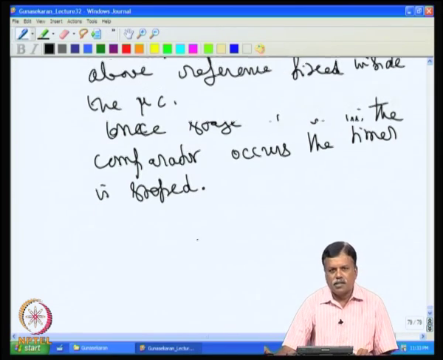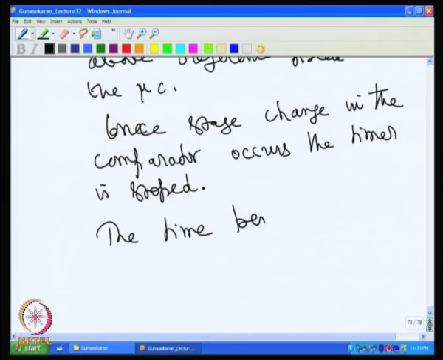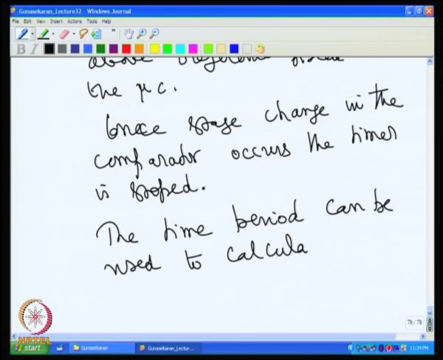That is, we had charged the capacitor for a certain amount of time to reach the fixed voltage value, and then the timer is stopped. So the time period can be used to calculate the input voltage Vin. This is because the capacitor charges exponentially to the V reference.